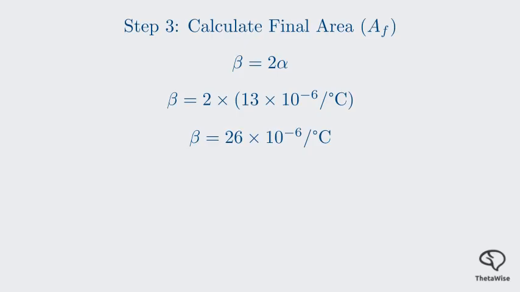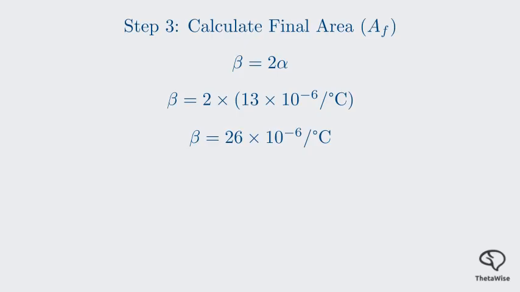We will use the marking guideline's preferred formula for final area. But first, we need to calculate the coefficient of area expansion, beta. From our formula sheet, beta is equal to 2 times alpha. Plugging in the given value for alpha, we get beta equals 2 times 13 times 10 to the -6 per degree Celsius. This gives us a coefficient of area expansion of 26 times 10 to the -6 per degree Celsius.